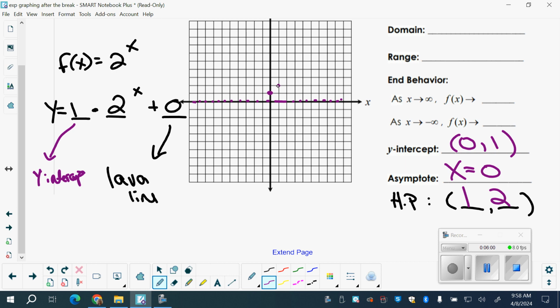I am actually ready to draw my lazy J. I'm going to get my little pen out so it's pretty. I'm going to go up this way, and I'm going to go down, down, down, but I don't ever hit the lava line. And you've just graphed an exponential. That's as hard as it is. You need an intercept, a lava line, and a helping point.